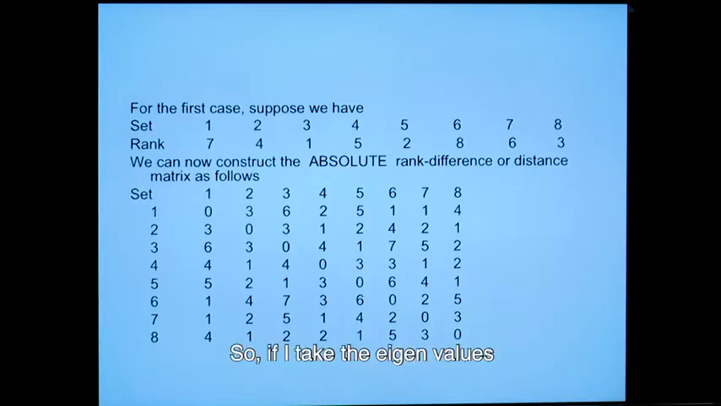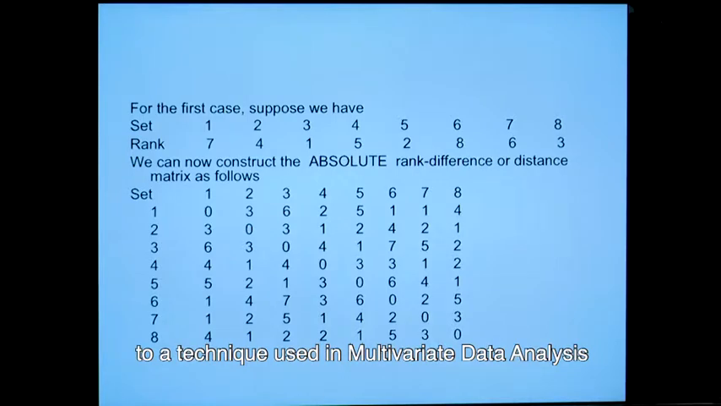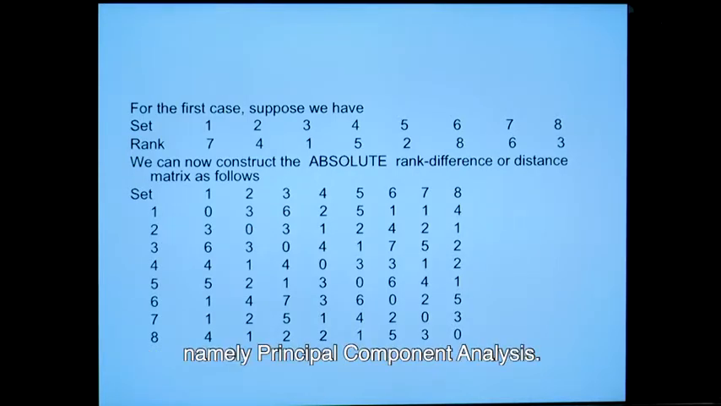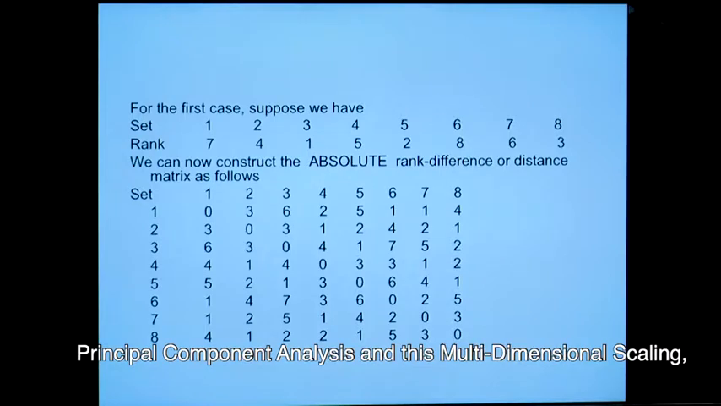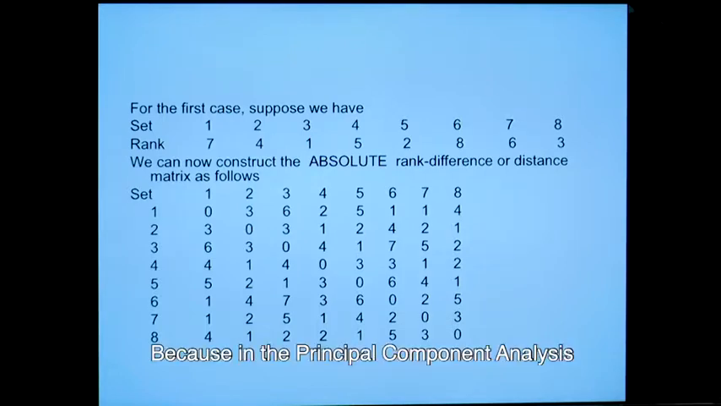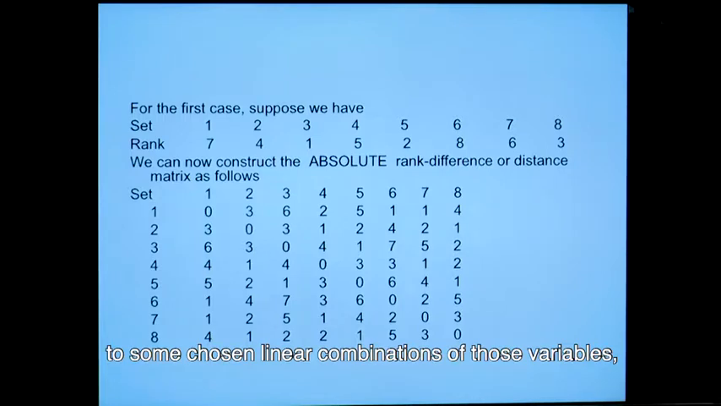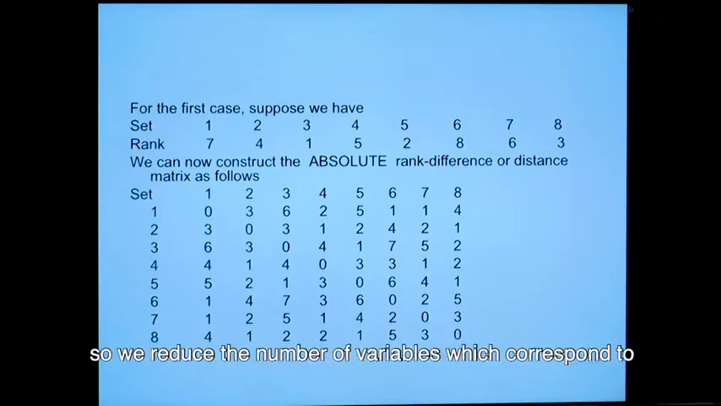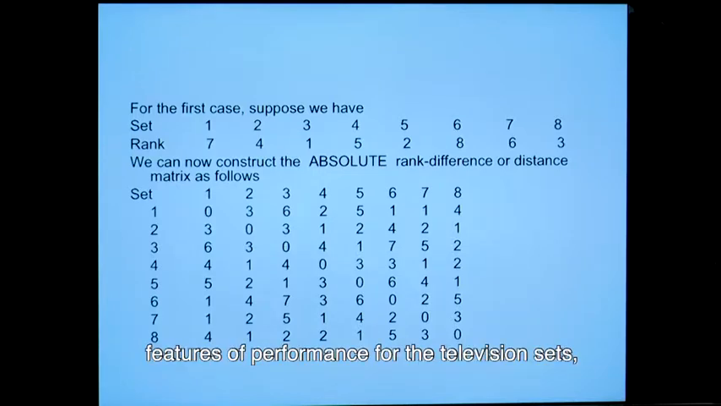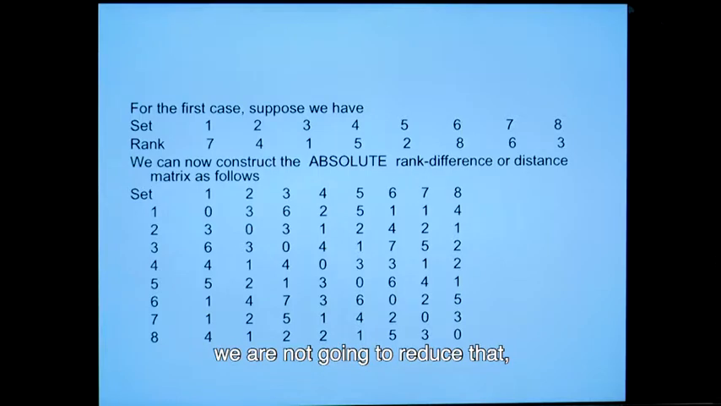So, if I take the eigenvalues, I have got a computational method which is somewhat similar to a technique used in multivariate data analysis, namely principal component analysis. But again, in terms of the concepts involved, principal component analysis and this multidimensional scaling, they are different. Because in the principal component analysis, we try to reduce the number of variables to some chosen linear combinations of those variables. We are not going to reduce the number of variables which correspond to features of performance for the television sets.